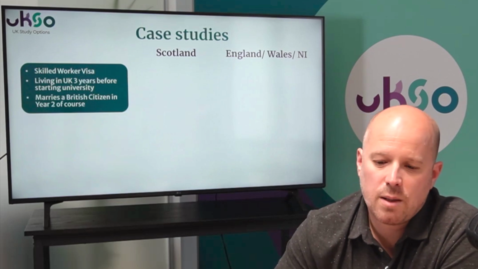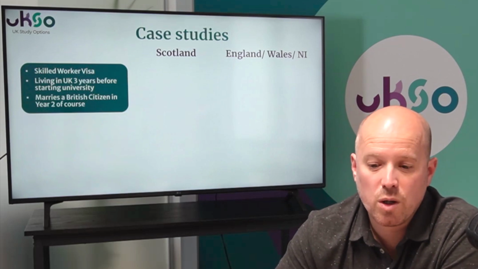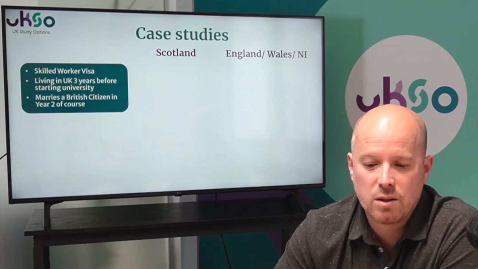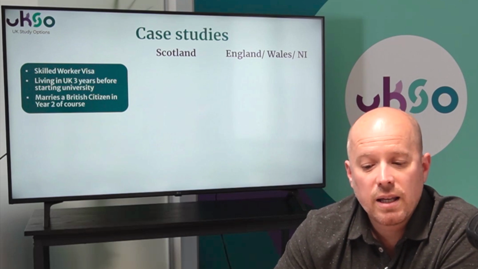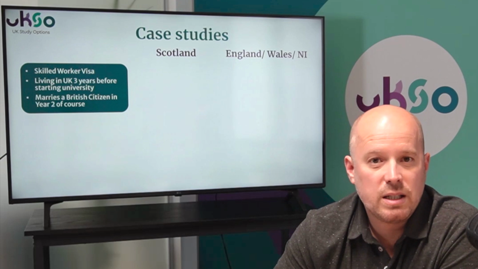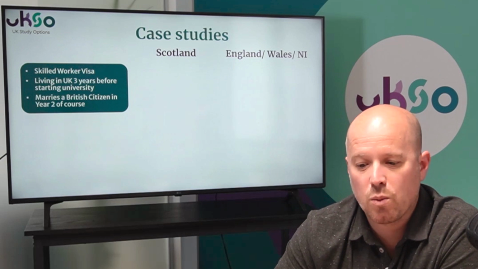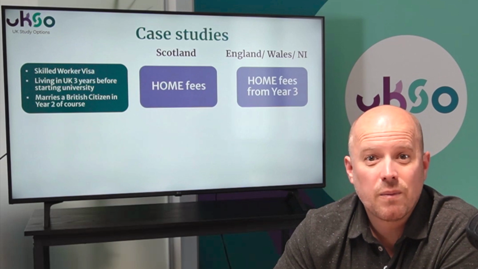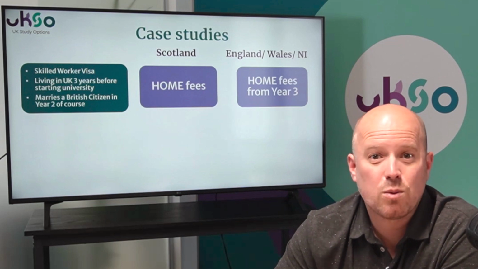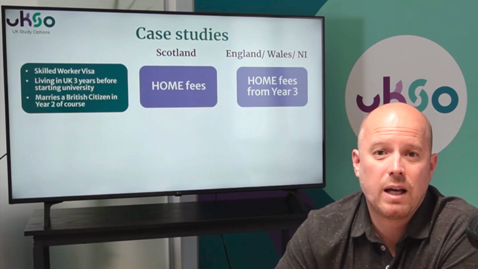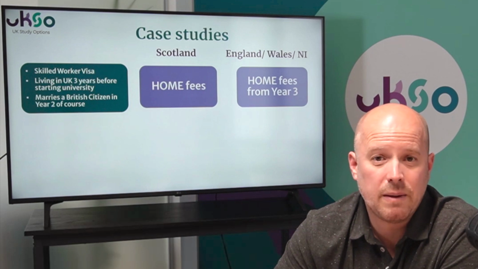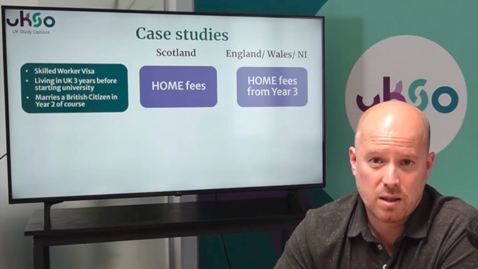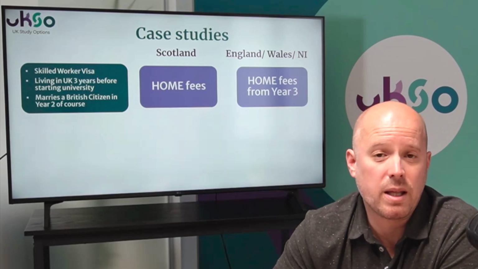So next example, again, we're looking at a skilled worker visa. They're living in the UK 3 years before starting university, and they get married to a British citizen in year two of the course. So what does that mean? Scotland home fees. So again, for Scotland, the only thing we need to worry about is do they have a visa status in the UK that's not a student visa? And do they meet the ordinary residence requirement, that 3 year period?